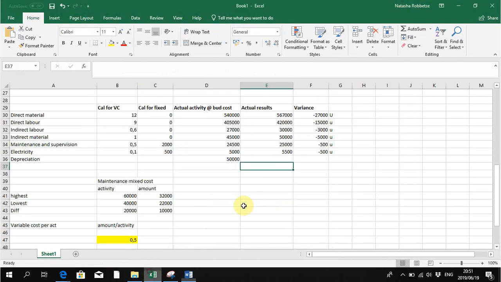Actual cost was 50,000. And therefore the variance is nothing. And you can't fill in favorable or unfavorable if the budget and the actual results are the same. You just leave it because it's not unfavorable or favorable. It was precisely within the budget.